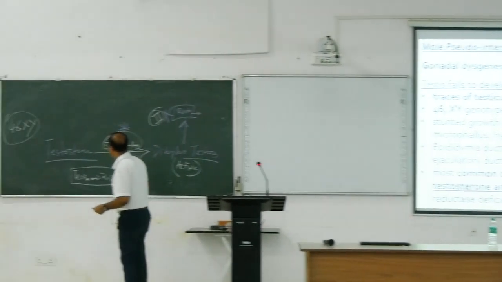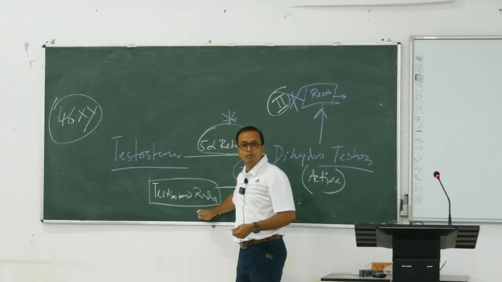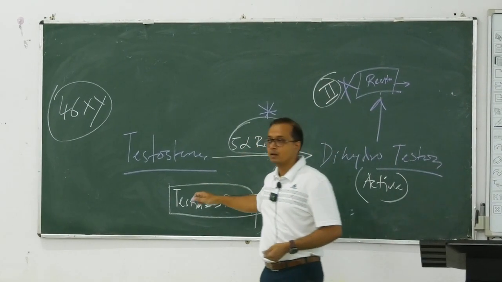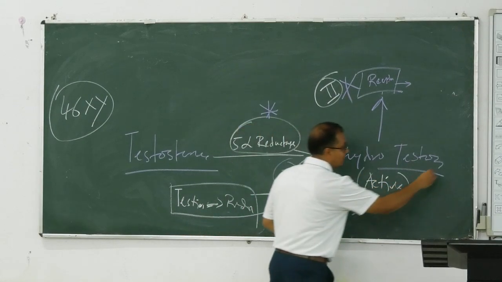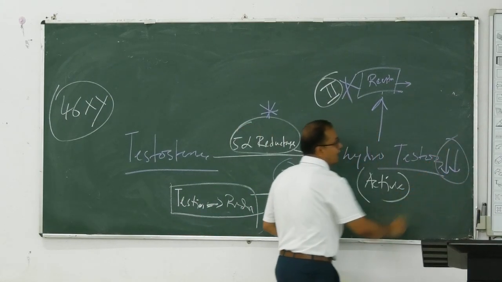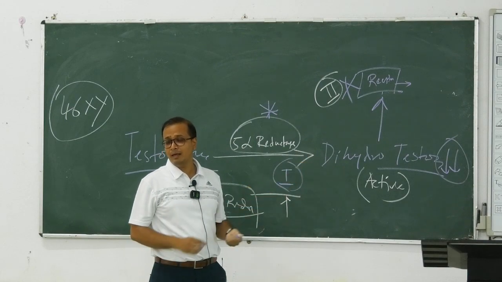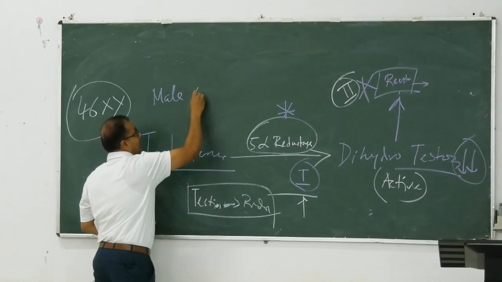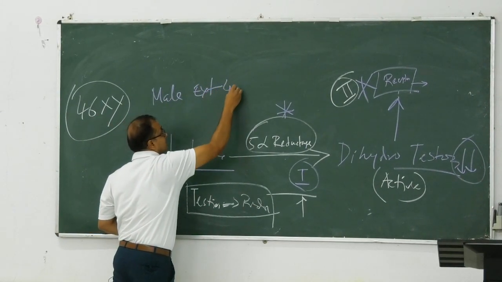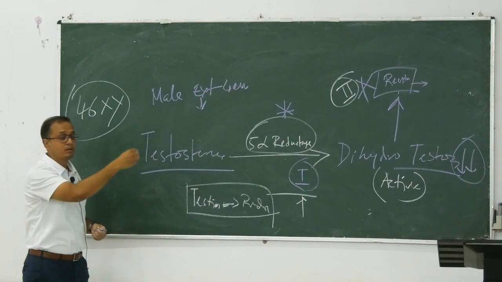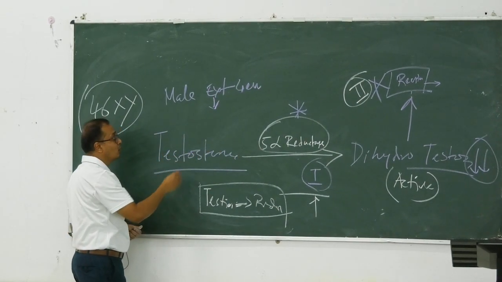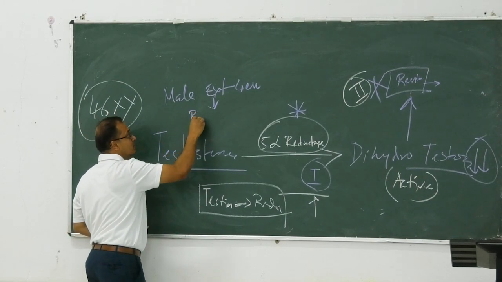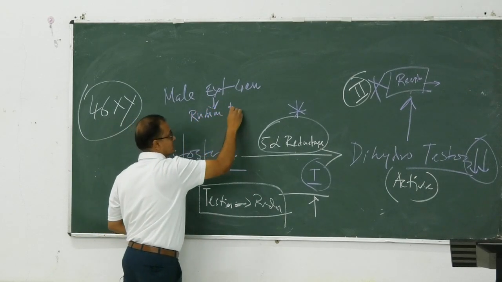In this individual, the testicles are rudimentary, or 5 alpha reductase is not working, resulting in a very low level of testosterone. As a result of this very low level of testosterone, the male external genitalia is poorly developed. So this individual does not have a proper growth of the penis. It is a rudimentary penis.